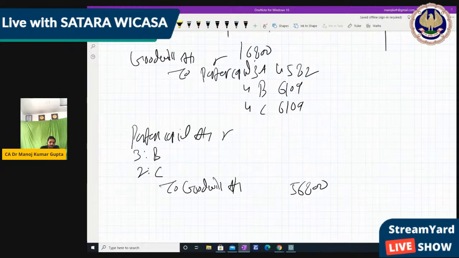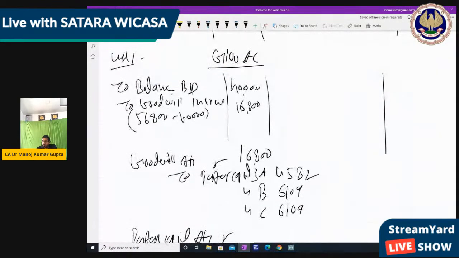So B and C: 56,800 divided by 5 into 3, 34,080. Understood? What we are doing, we are writing off the entire goodwill, because some goodwill is already there in the books. So now we have to raise the remaining goodwill, that is 16,800, but the entire goodwill we have to write off. So the entire goodwill is 56,800, so we have to write off 56,800. 22,720.